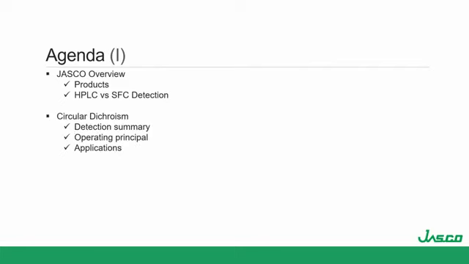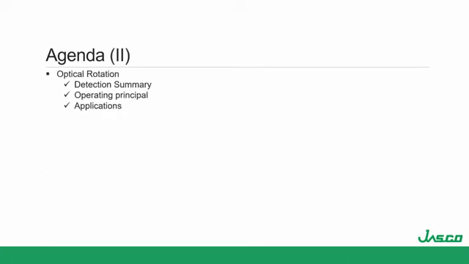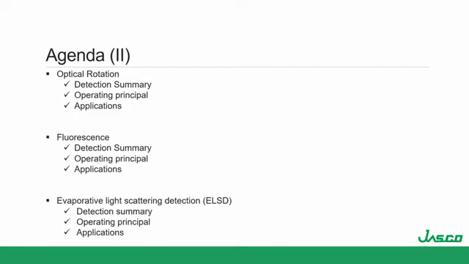And then we're going to follow the same scheme for each detector. I'll introduce the detector with the detection summary. We'll take a look at the operating principles, and then we'll follow up with some applications. So the first detector is circular dichroism. The second detector that we'll look at is refractive index. Next up, optical rotation, fluorescence detection, and then finally, evaporative light scattering detection.